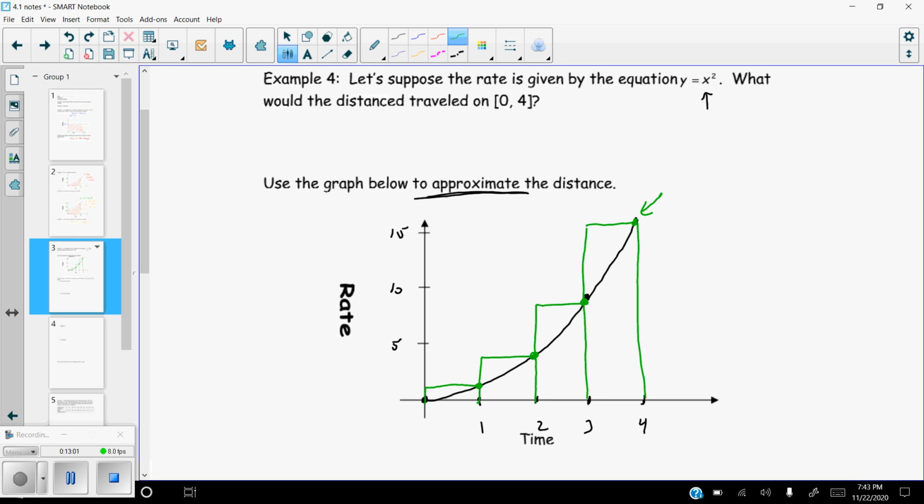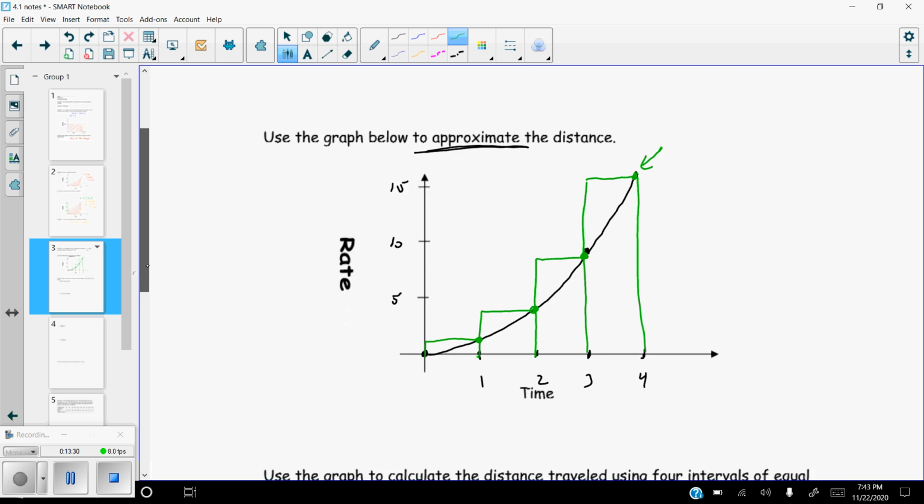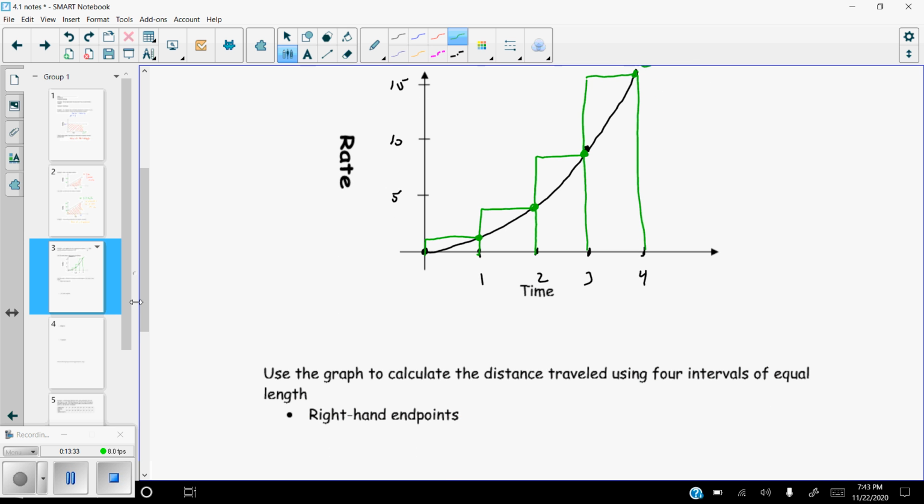This is what is known as a right-hand endpoint, or right Riemann sum approximation. I'll explain what all that is in a second. So you could see this written in a lot of different ways. I think it's a right RRAM or something like that, right Riemann approximation method. In any case, it's a right-hand endpoint approximation method. That's what we have here.